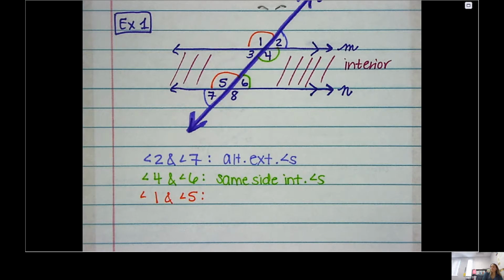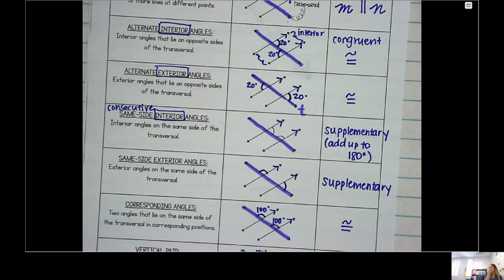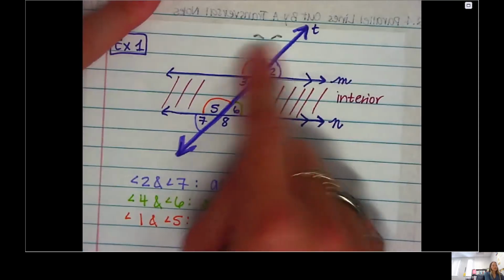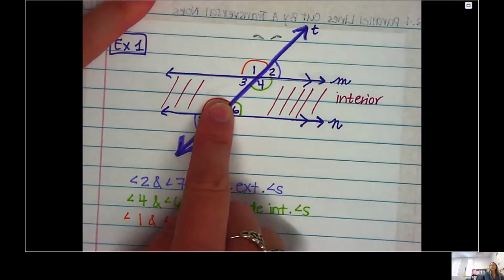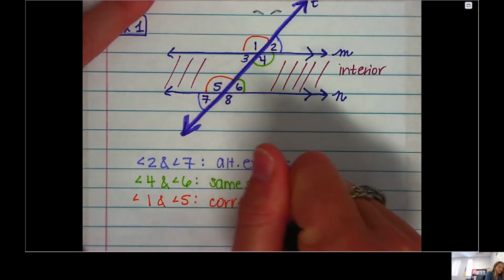Which one is it? So look back at this side. Which one is the only one that's got one on the inside and one on the outside? Corresponding, yes. Corresponding means they're in the same position. It's a copy paste. So if I copied angle 1 and just dragged it down below, it'd be in the same position as angle 5. These are corresponding.